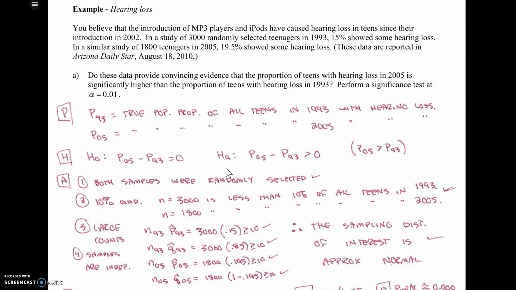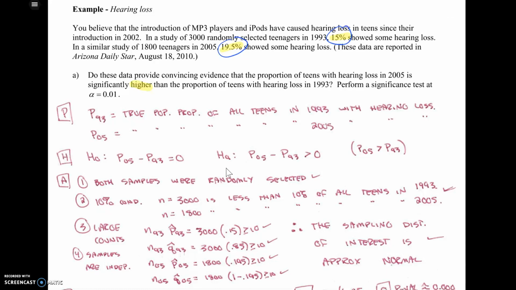Do these data provide convincing evidence that the proportion of teens with hearing loss in 2005 is significantly higher than the proportion of teens in 93 that had hearing loss? Perform at a significance level of 0.01. So it looks like we went from 15% to 19.5. That is definitely an increase, but it's an increase in our two samples. Do these data provide evidence that the population increase, or could this difference be attributed to chance variation?